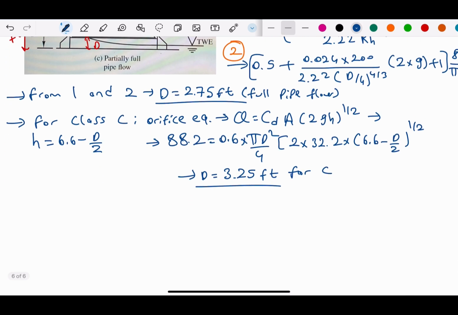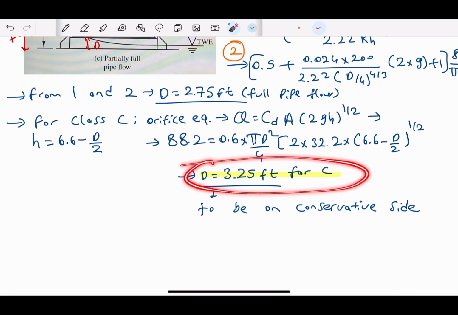So here, the general approach is selecting the larger diameter to be on the conservative side. So we are proceeding with this diameter, which is 3.25 feet.